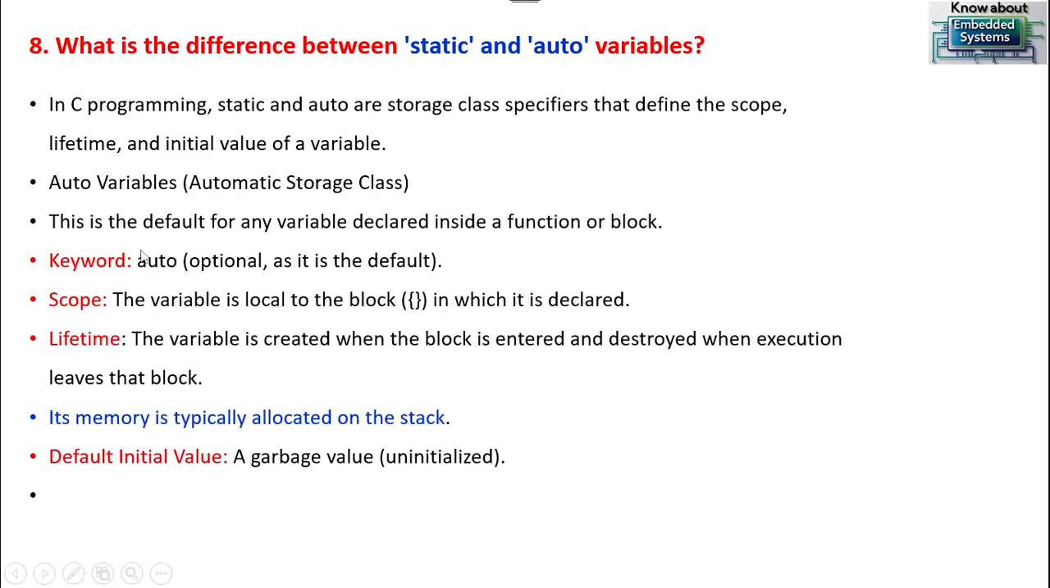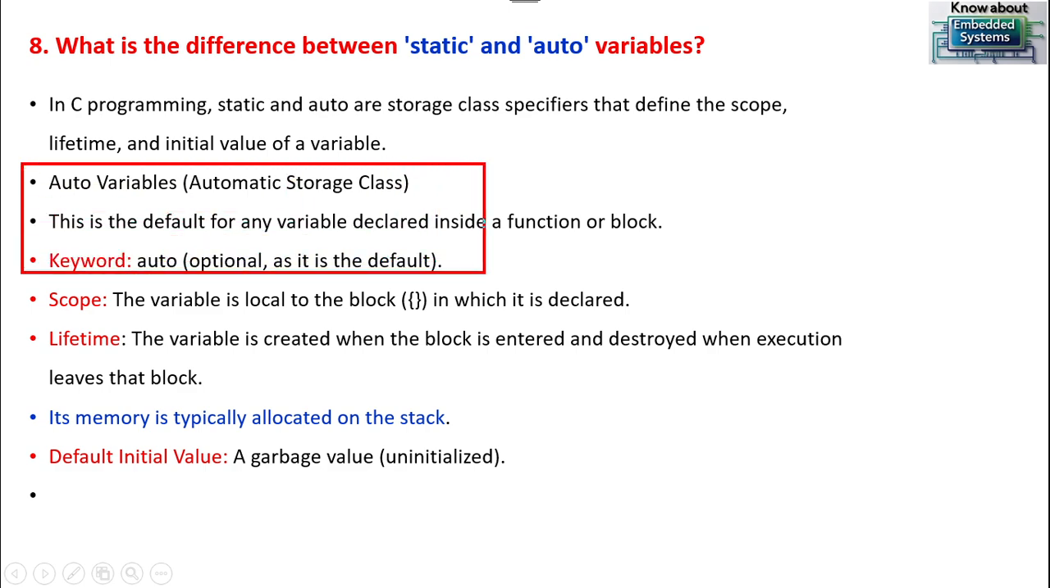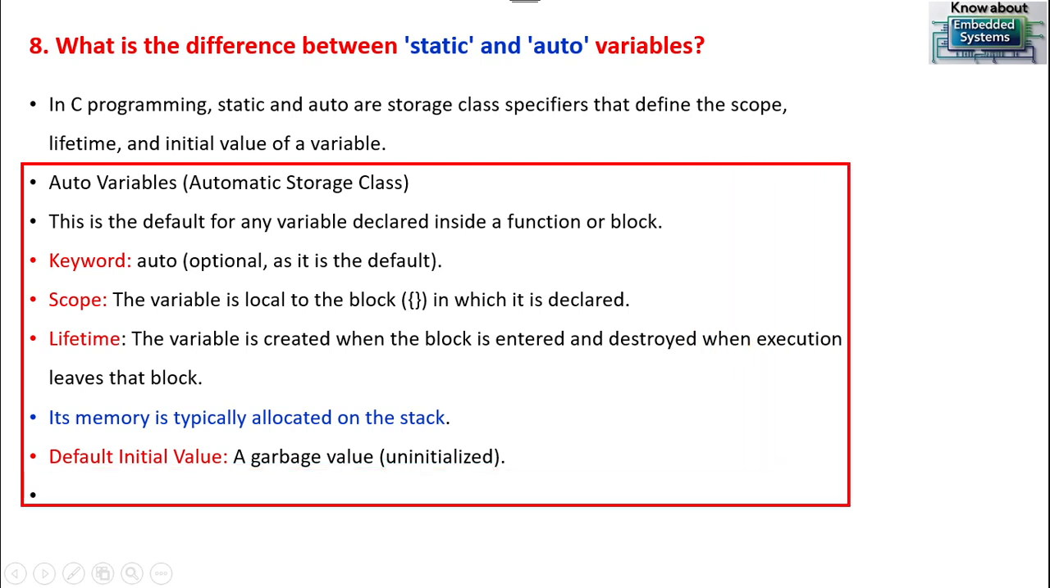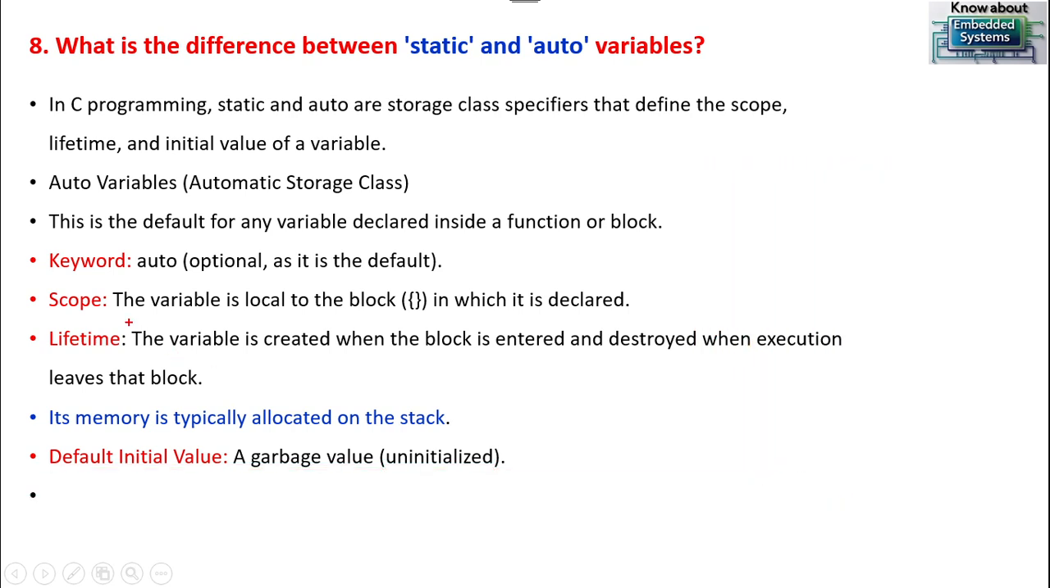Now if you consider an auto variable, we have to use a keyword called auto, and it's an optional one. Here you can see, this is one of the default storage classes which is available in C programming. We can use auto, but even if we don't use it, no problem. What is the scope of this type of storage class variable?